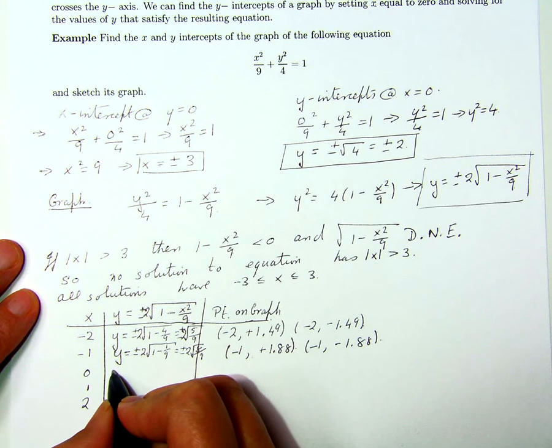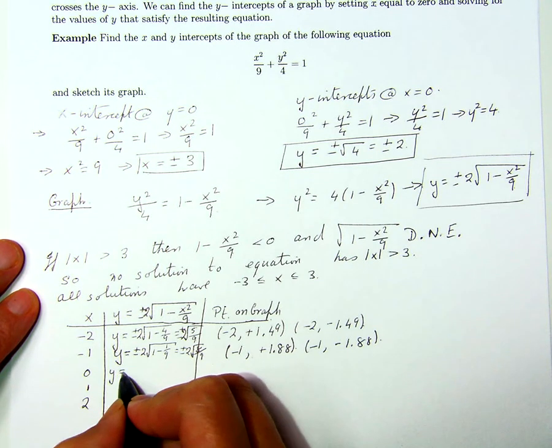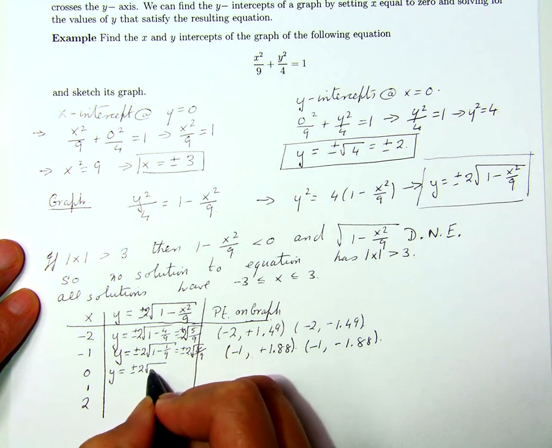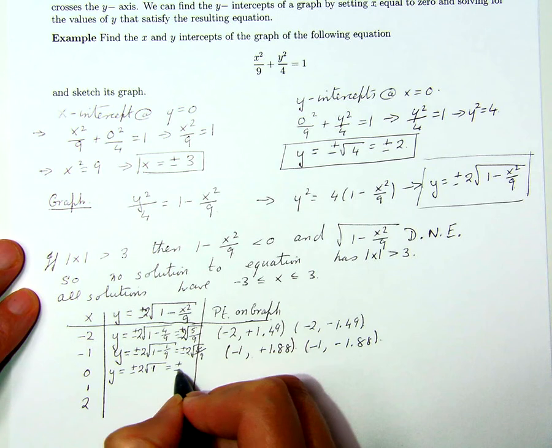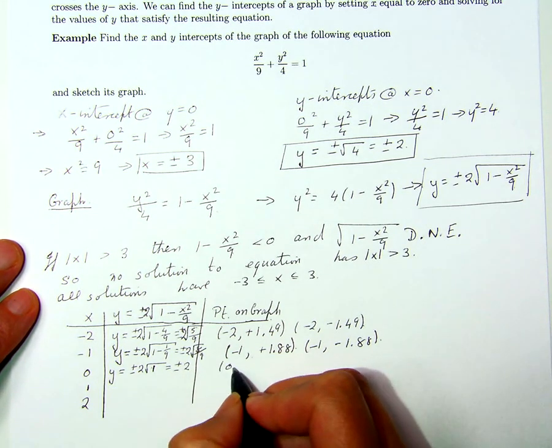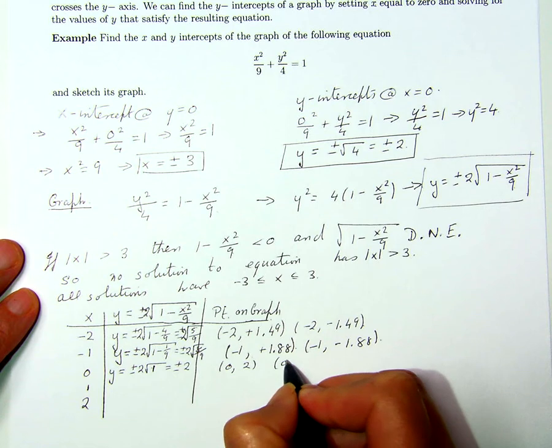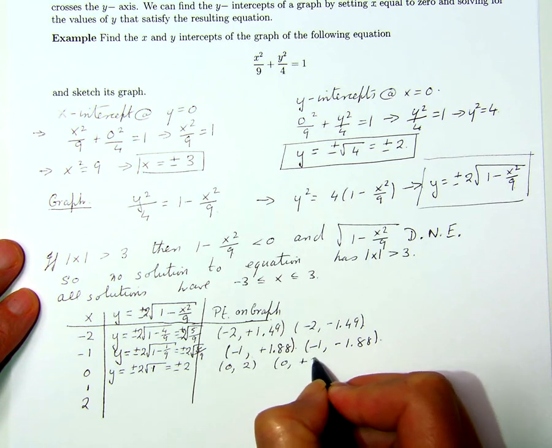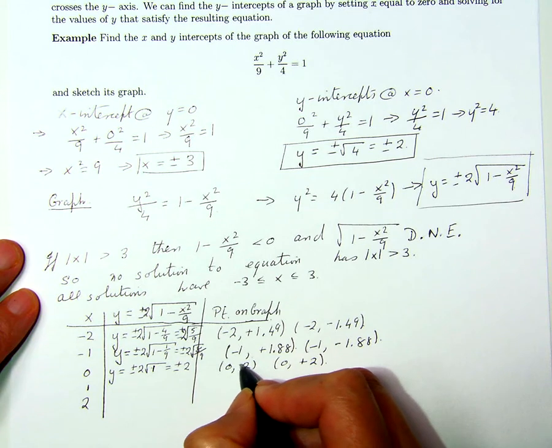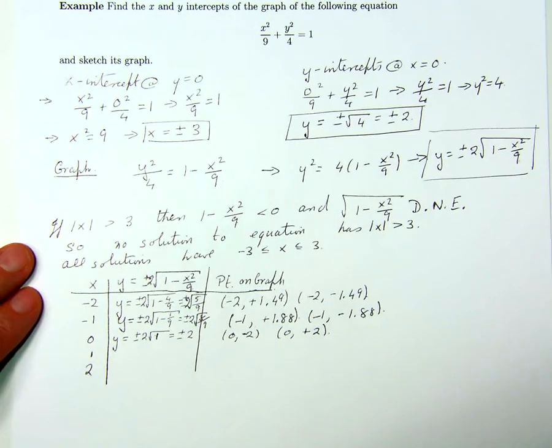When x equals 0, y could be plus or minus 2 times the square root of 1 minus 0, which is just 1, and that's plus or minus 2. And I knew this was true already. These are just the y-intercepts of the graph at y equals plus or minus 2. Forgive me, that's a minus 2.